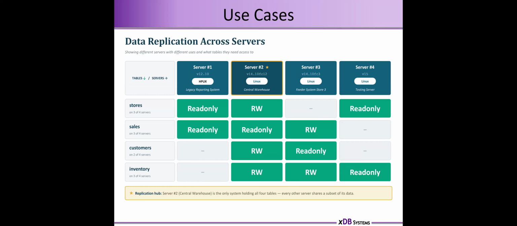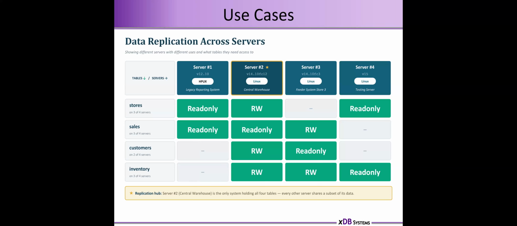And our server one, that's a read only. All that's going to do is get a copy from production. Our server two, our main server, that is read write on most of the tables. But let's say the sales are only feeding in from our feeder system. So that one we want read only for that side.